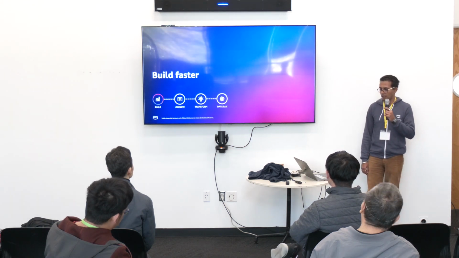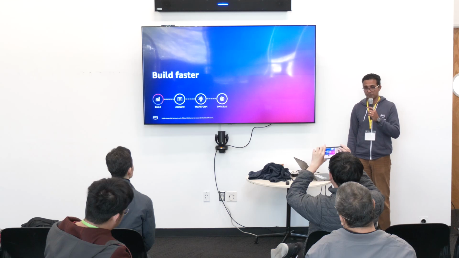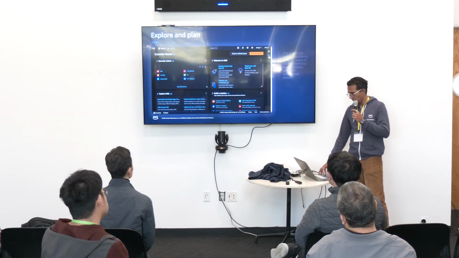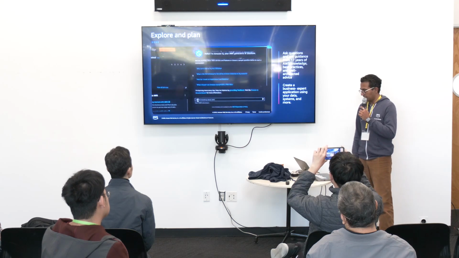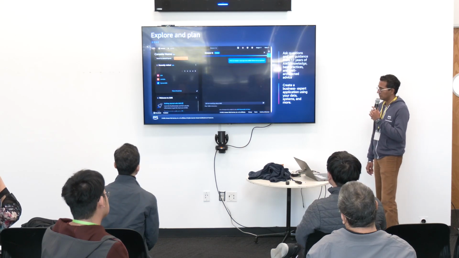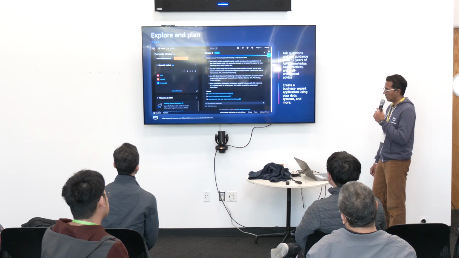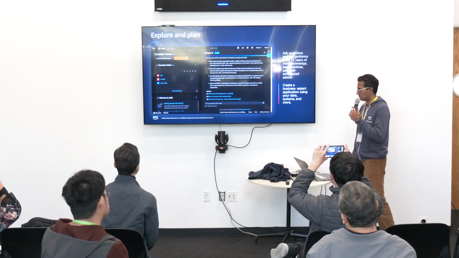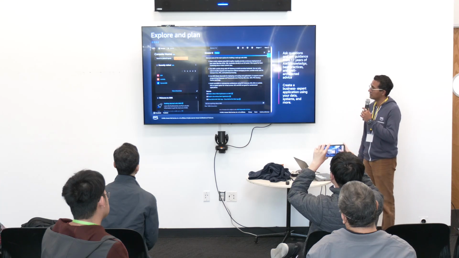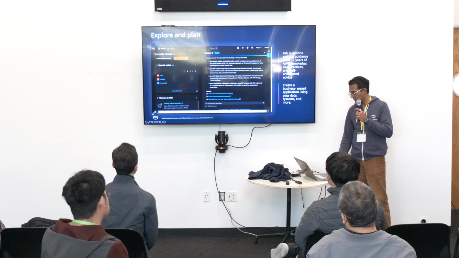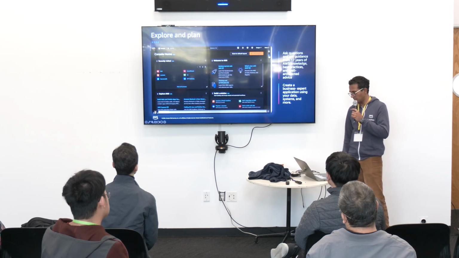So let's look at how it allows you to build faster with Amazon Q. So this is how it looks like in the console. So you can go to the console and click Amazon Q on the top, and you can ask a question like it showed here. I'll play it one more time. I think it went really quick.